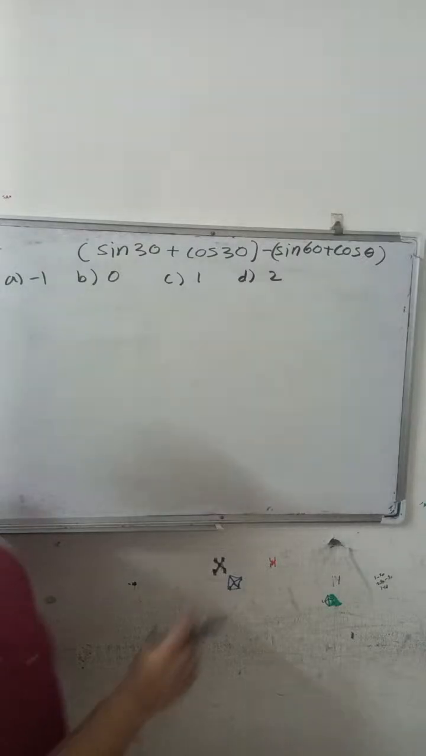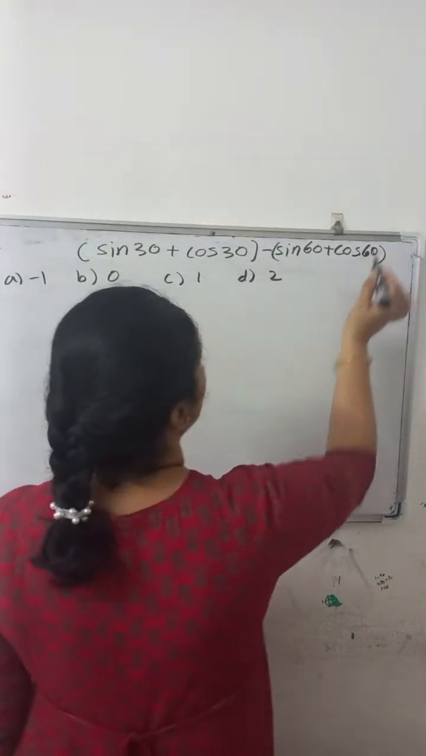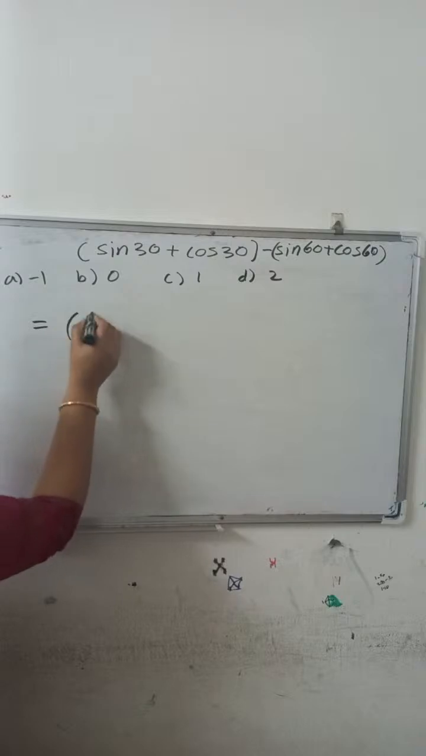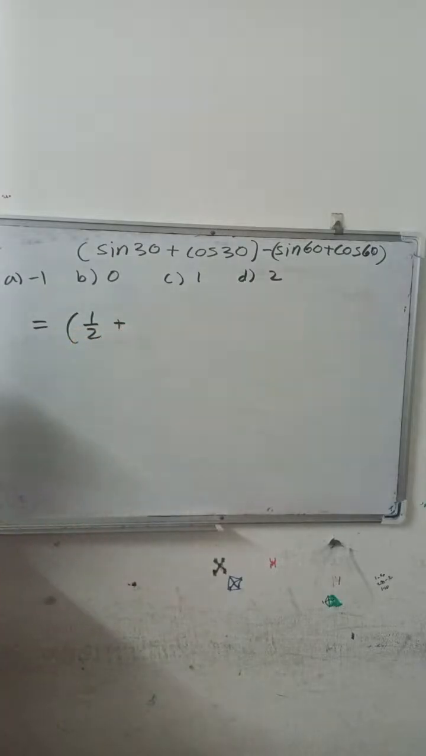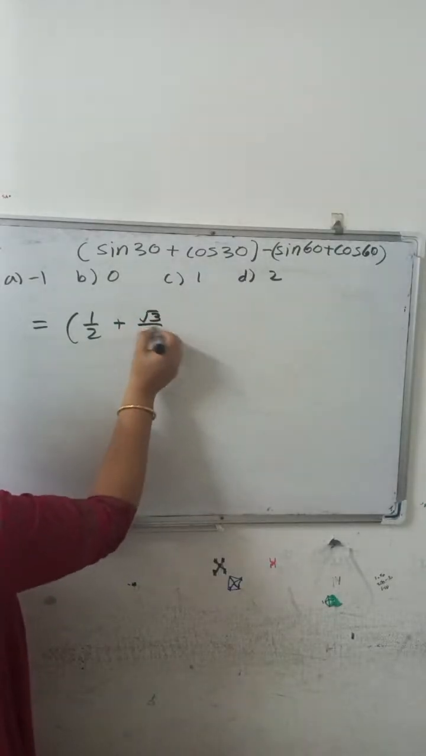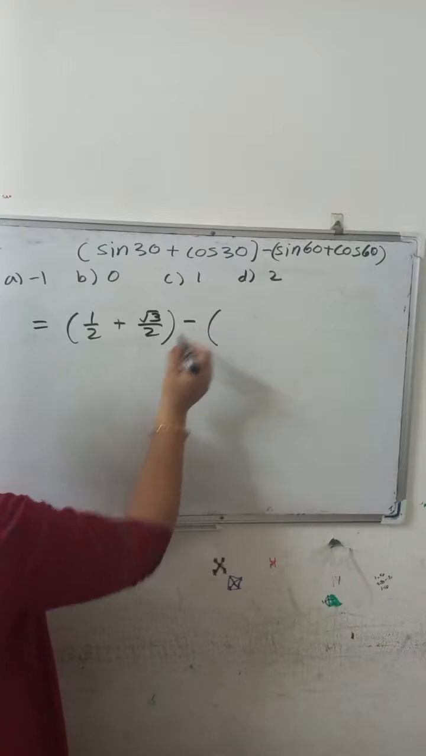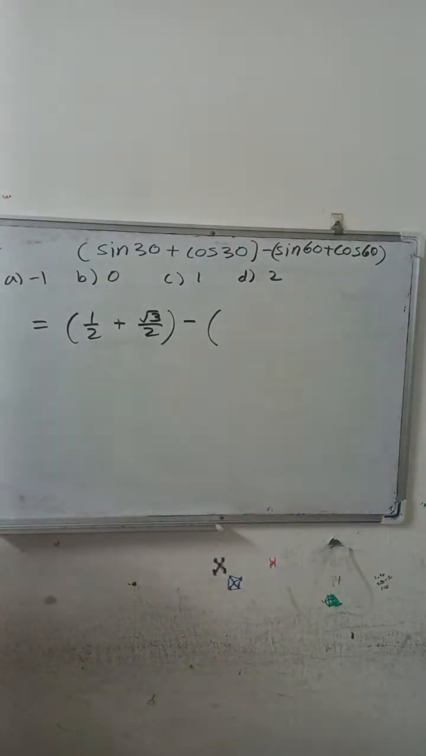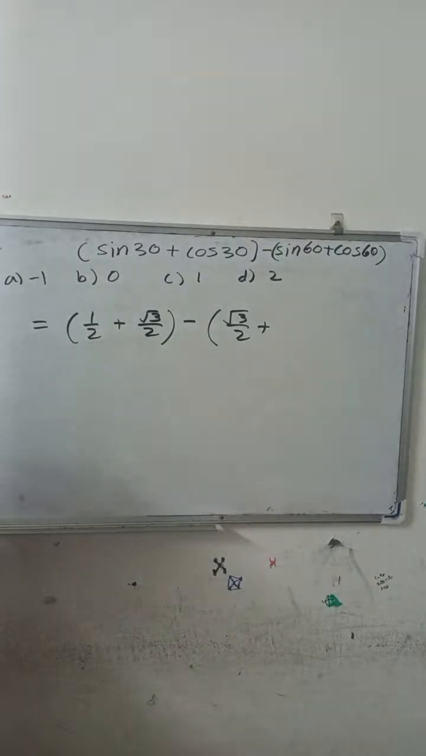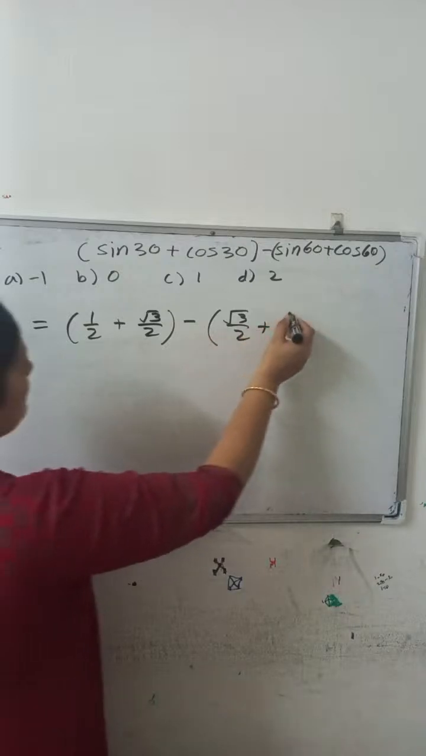So here, sin 30, just now we did the table, no? Sin 30 is nothing but half. So we can write sin 30 is a half, plus cos 30. Cos 30 is nothing but root 3 by 2. Inside the bracket, sin 60 is again root 3 by 2, and cos 60 is nothing but half.